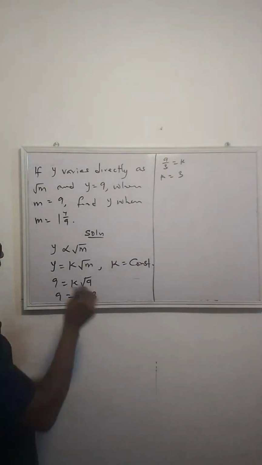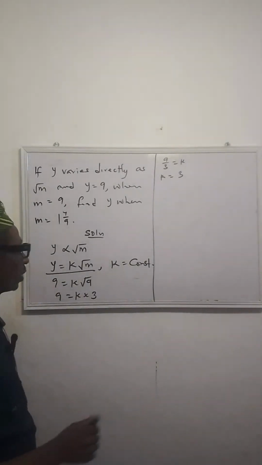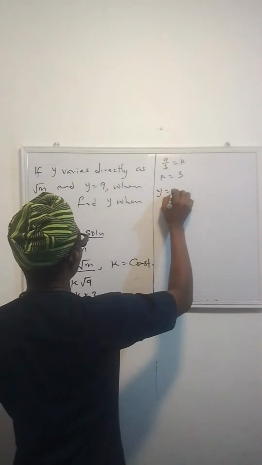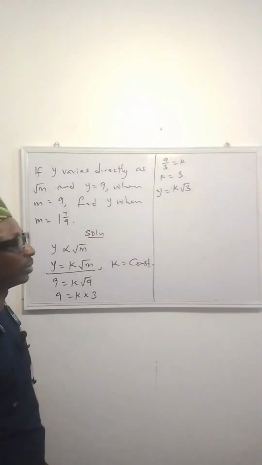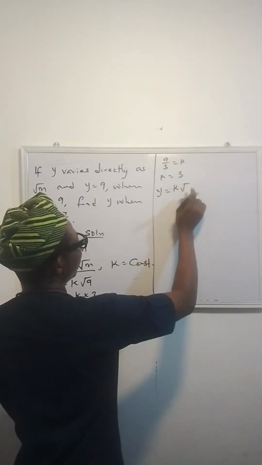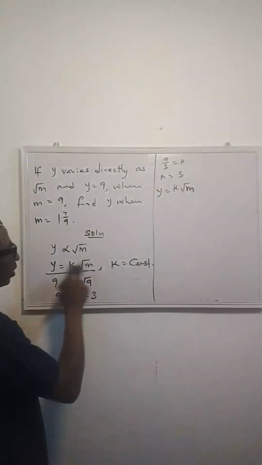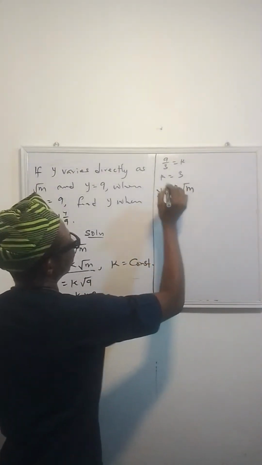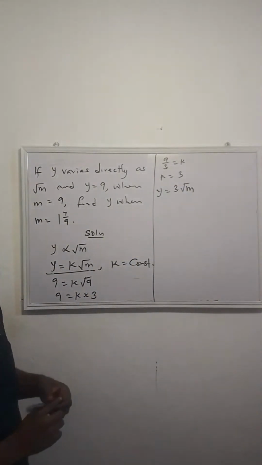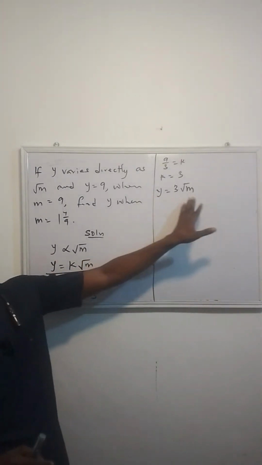So now you get the connecting formula. So just come down here and write everything we have here. So you have y equals k square root of m. All right, that's the connecting formula. So the only thing that is changing there is k. So k will be what? 3. We have 3 here. All right, so this is the relationship between y and m.